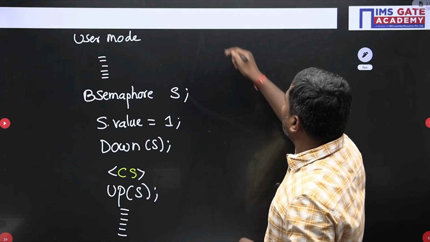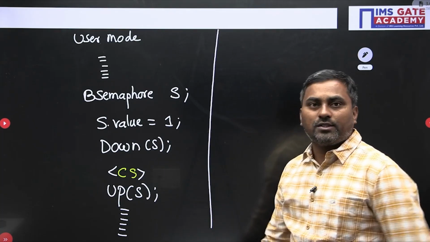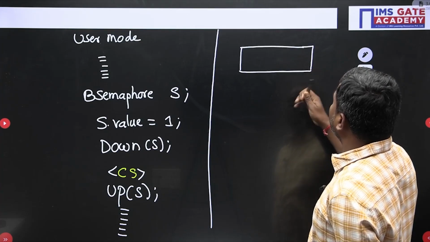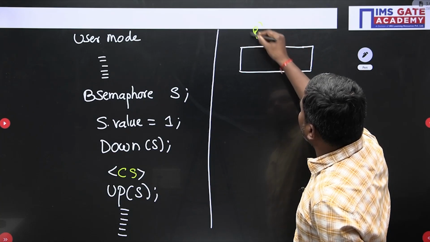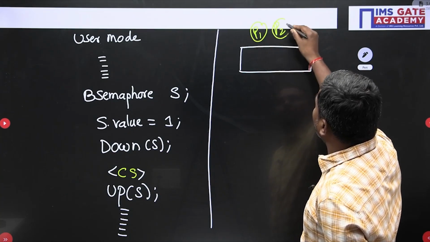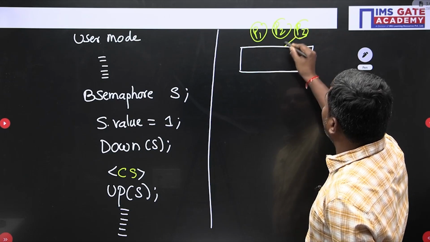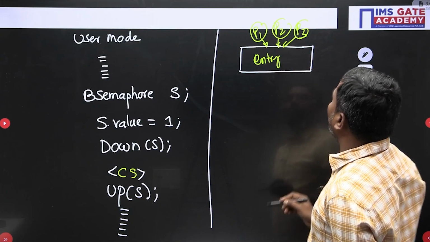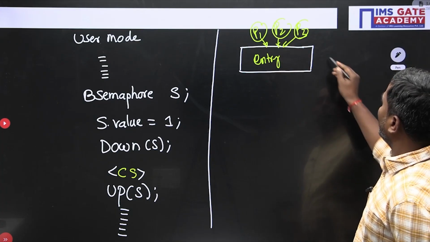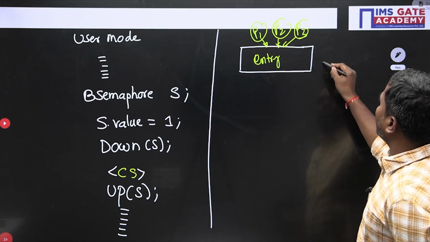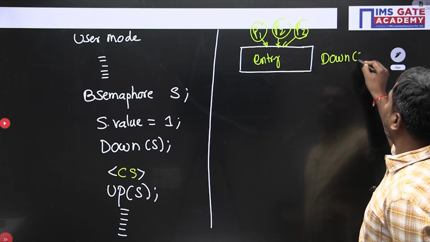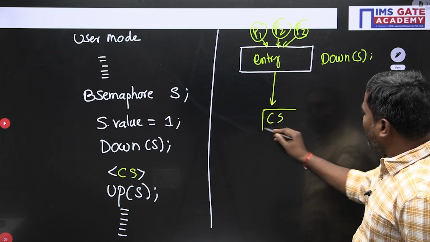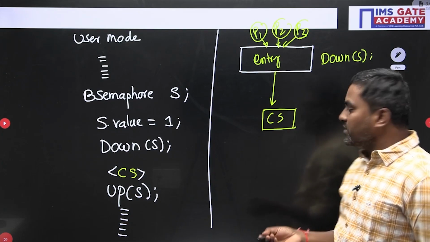Now look at the architecture. The architecture has an entry section, where the race condition is also present. Let's suppose there are 3 processes racing to access the critical section. In this entry section we place binary semaphore operations, either an up operation or a down operation. Let's say I place a down of S, as an assumption, followed by the critical section, where processes will enter to access the shared code.